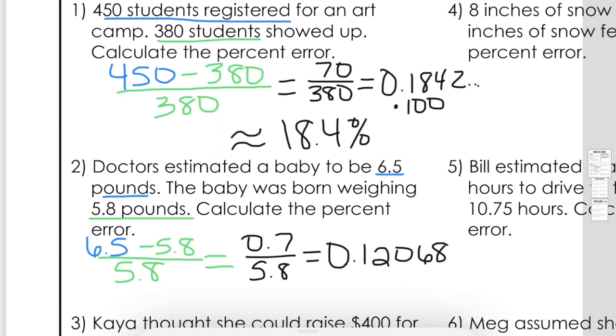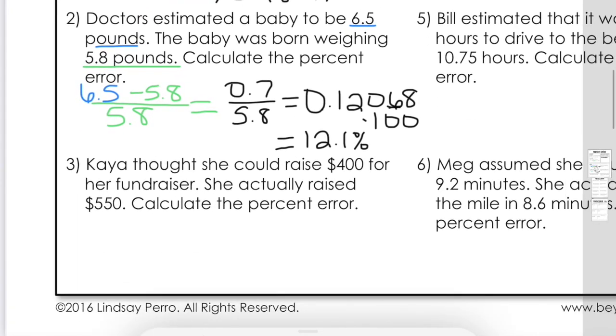So we have 0.7 divided by 5.8, which gives us 0.1206. And then if we multiply that by 100, that would give us 12.068. So if we're looking here, we want to round to the next digit. We could just say approximately 12.1%. So they were off by 12.1%.